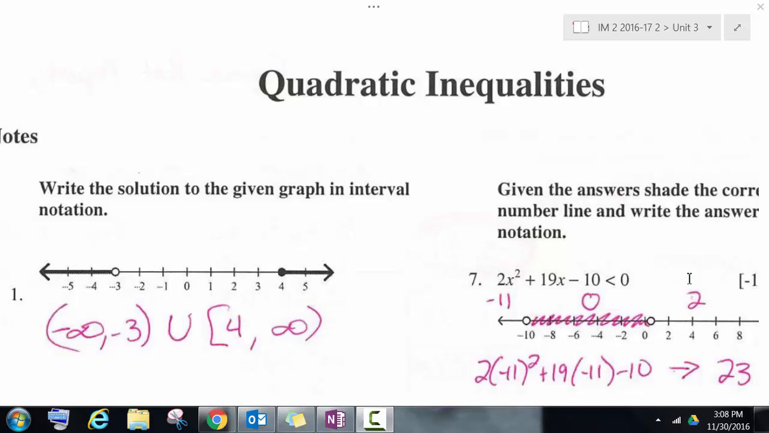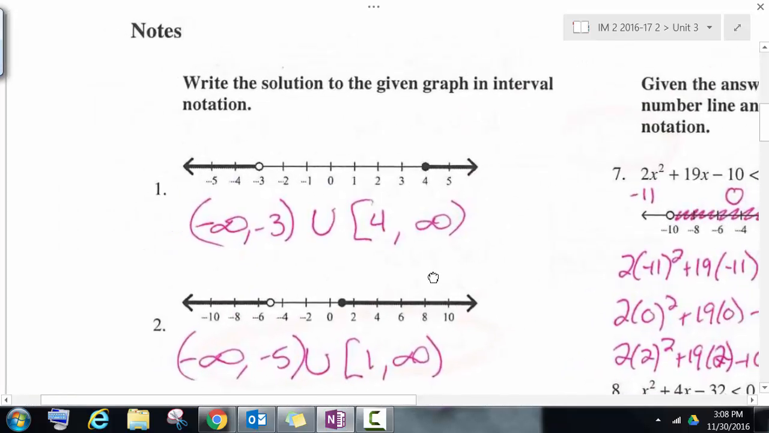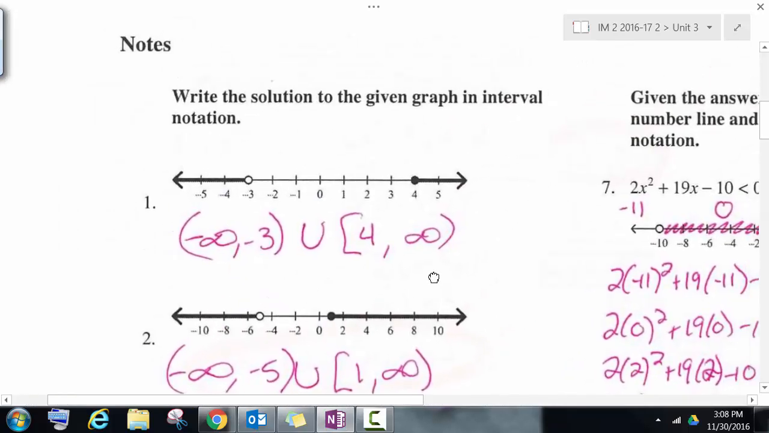Alright, we're going to look at quadratic inequalities. So, first thing we're going to talk about is writing the solution to the given graph in interval notation. So now we're going to have two parts. The way that we have two parts, we just put a U in between, which means and. So that's all that is. It doesn't mean anything fancy, it doesn't mean anything confusing, it just means we have two parts.